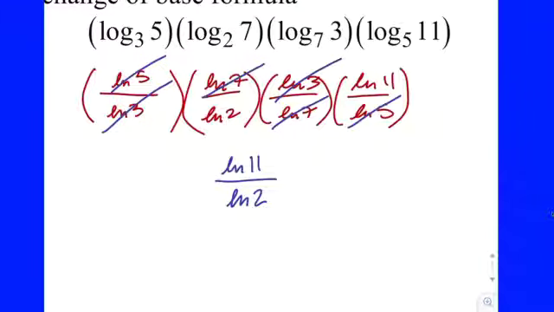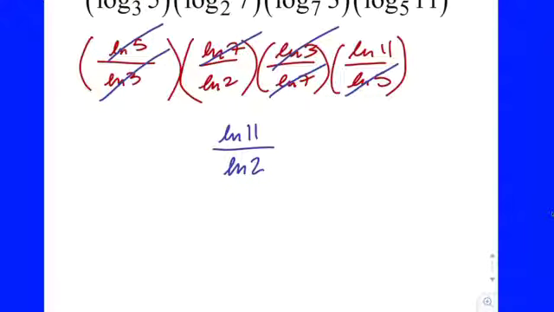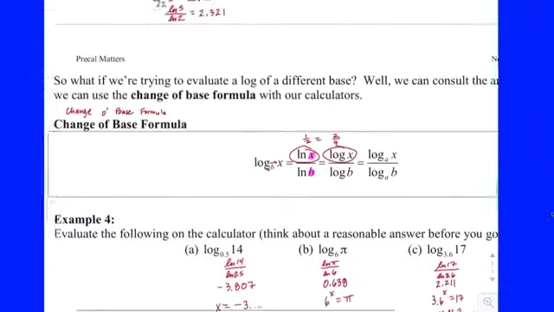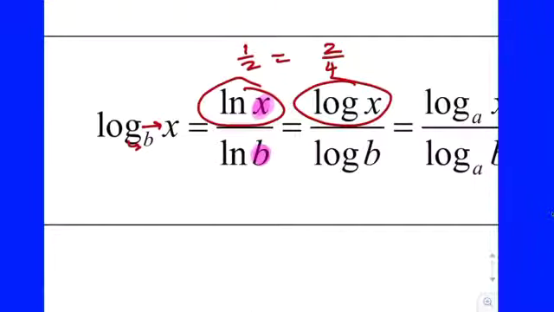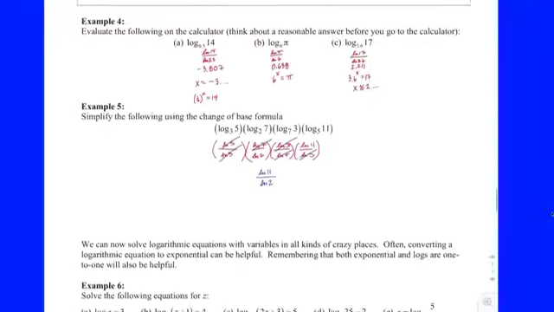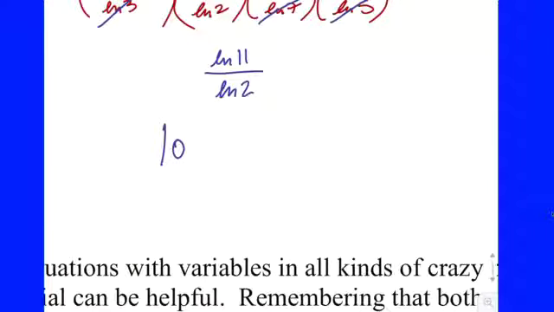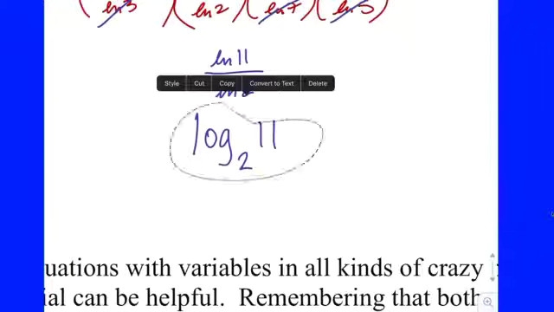Now from here, if you wanted to get a better answer, you could go to the calculator. Or can we put that back into a single log expression? Yes. One thing that we haven't done yet is use the change of base formula in reverse. But it does work in reverse, right? So I can rewrite this as log base what? Base 2 of 11. Yeah. So that could be a simplified version.